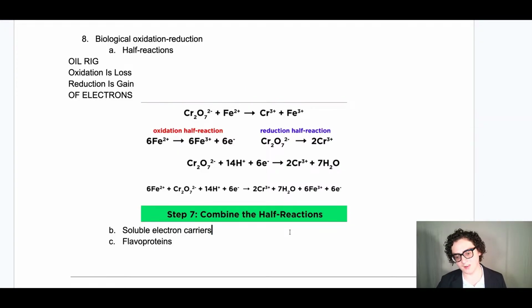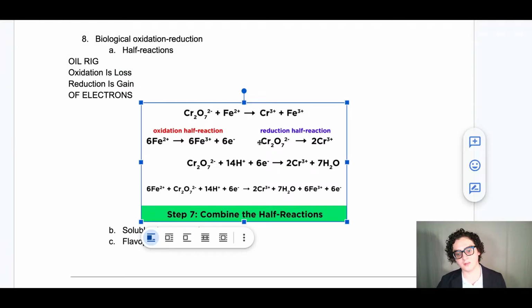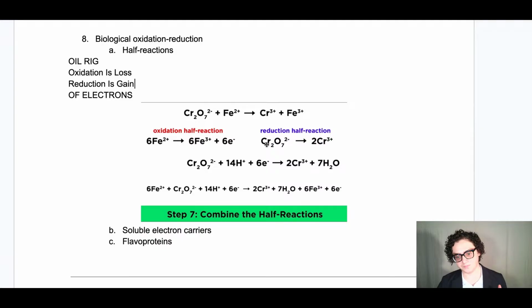So in any such reaction, you can split out the oxidizer and the reducer. So here the oxidation half reaction, iron is going to be oxidized. It's 6 Fe2+ goes to 6 Fe3+ plus 6 electrons. So from every Fe, you're taking 1 electron and you're turning it into Fe3+. The loss of electron is oxidation. This Cr2O7 2- goes to 2 Cr3+.